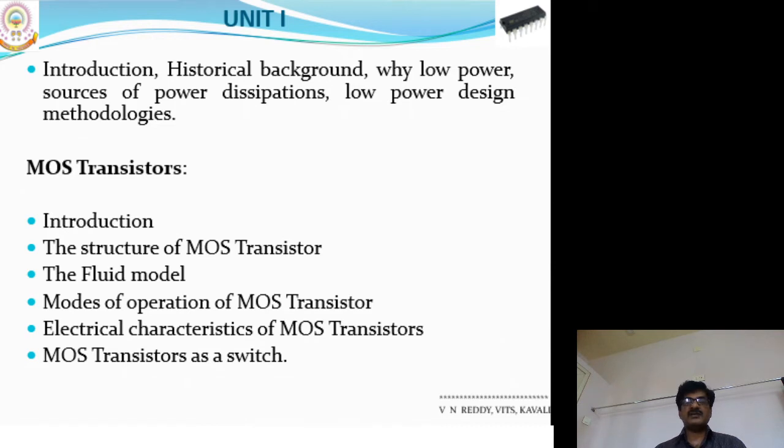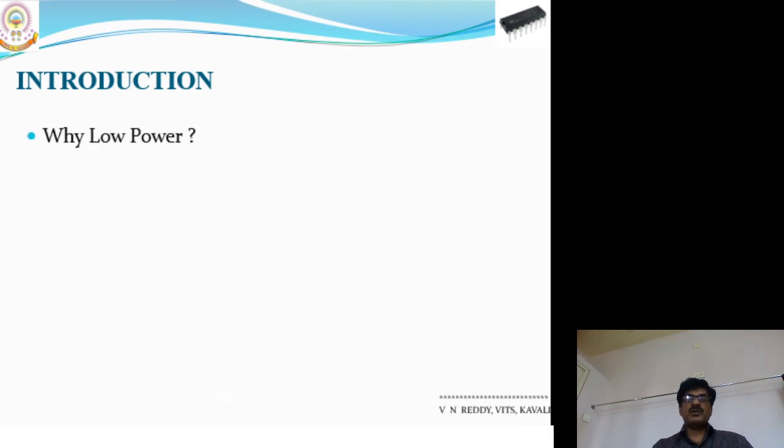What are the different sources which consume the power? Then only we can work out to reduce the power consumption, and what are the various techniques used to reduce the power. So, coming to first of all, why low power?